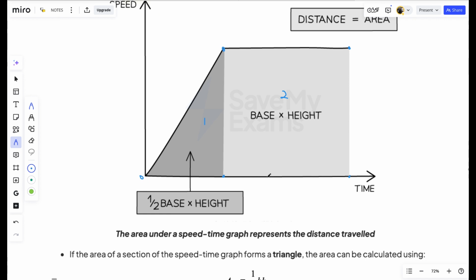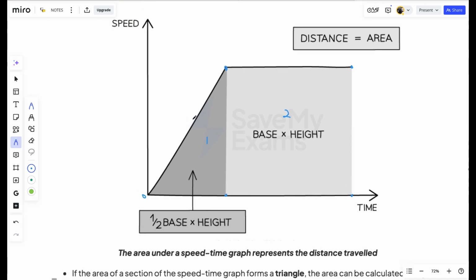Okay, or in this graph. So in a speed time graph, if you find the gradient of this slope, this line slope, the gradient is the acceleration. The gradient is the acceleration.